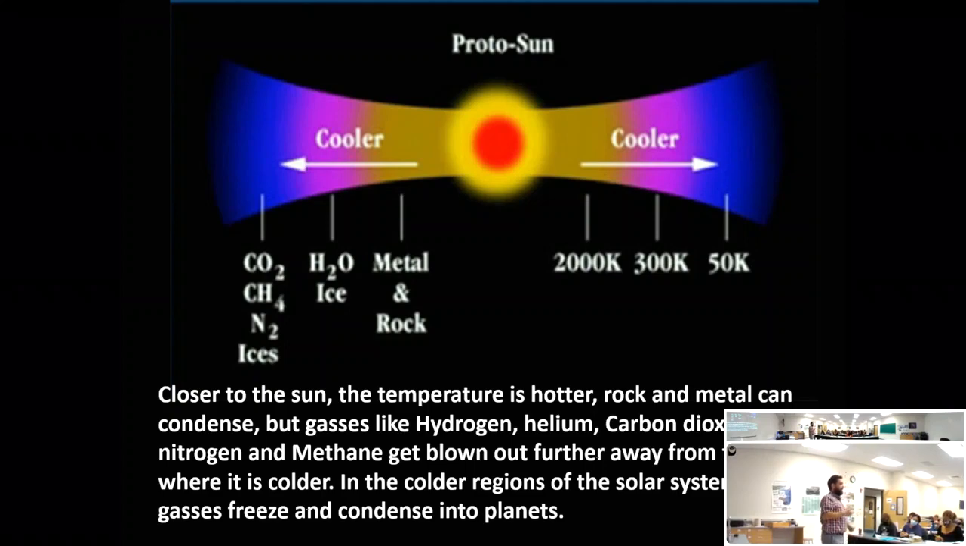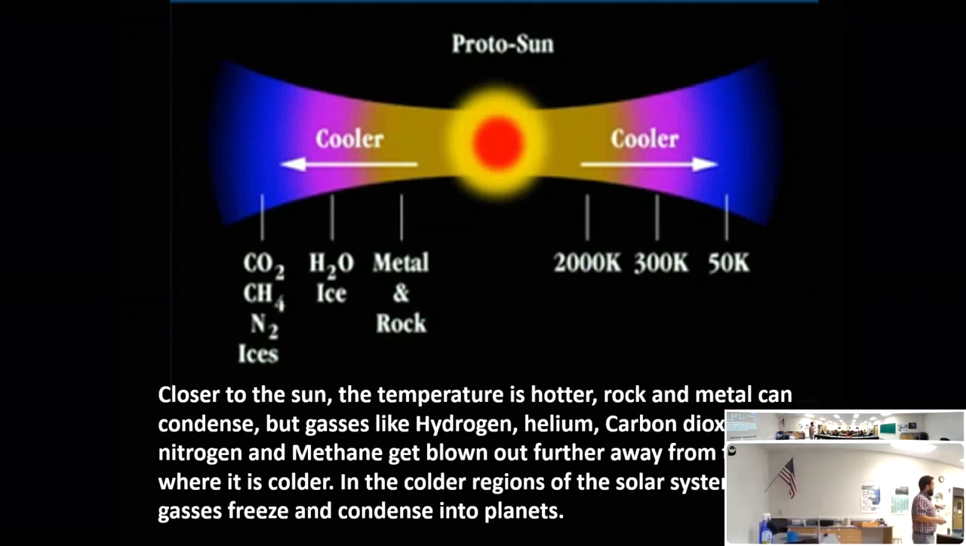Why do they form like that? It's because they formed outside of the ice line, where those kinds of elements, what we call more volatile elements, could condense. Does that make sense to everybody?